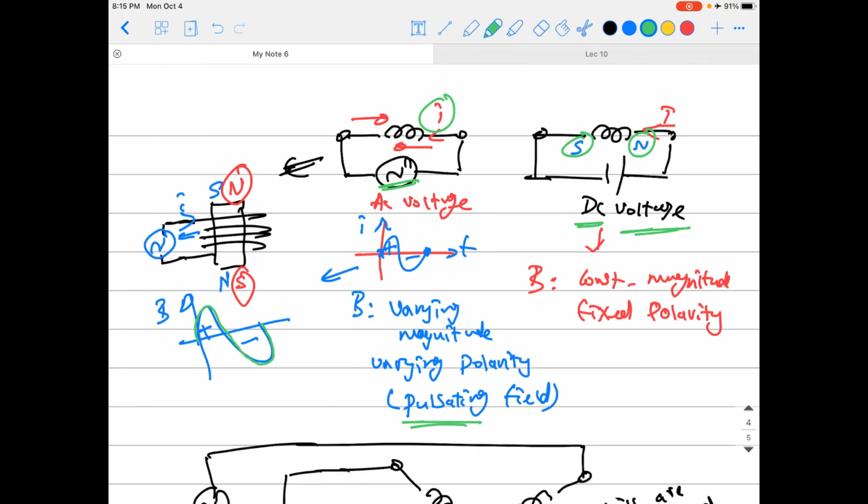So the strength of this magnetic field will be changing with time, and its polarity will also be changing. Sometimes it will be a north, sometimes it will be a south. That we call a pulsating field.